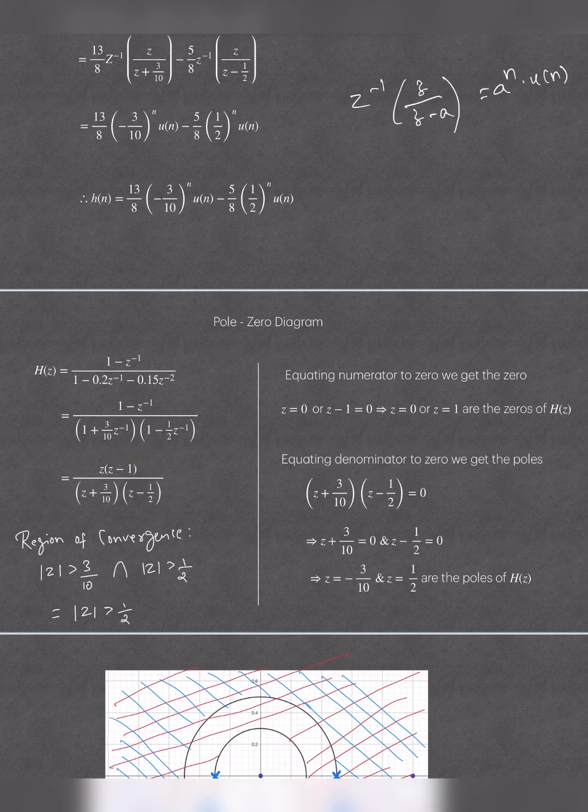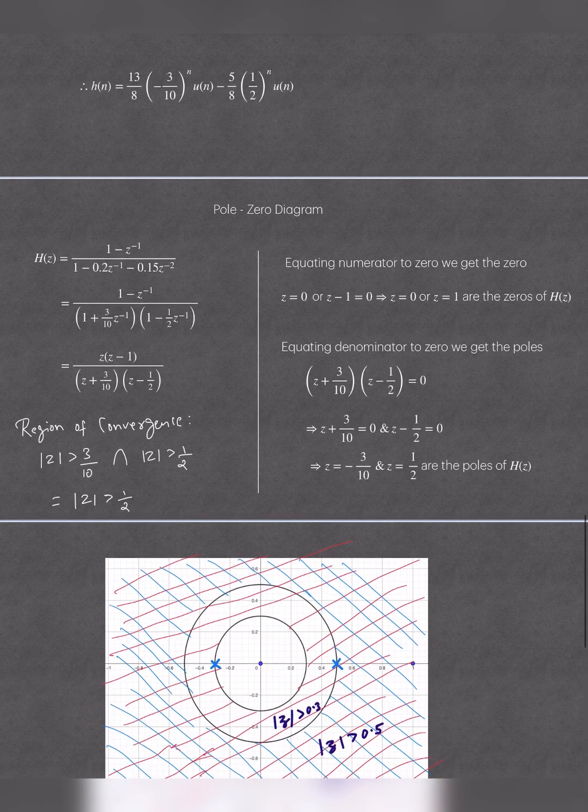So why should I bring this form? Because I told you very clearly, the numerator part, when you equate it to 0, that is going to be zeros. So z equal to 0 and z minus 1 equal to 0, which is z equal to 1. These are the zeros of H of z. And when you equate the denominator to 0, here you get z equal to minus 3 by 10, which is minus 0.3, and z equal to half, which is 0.5. These are the poles of H of z.